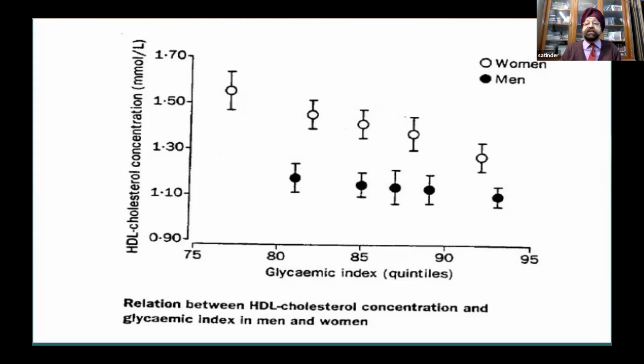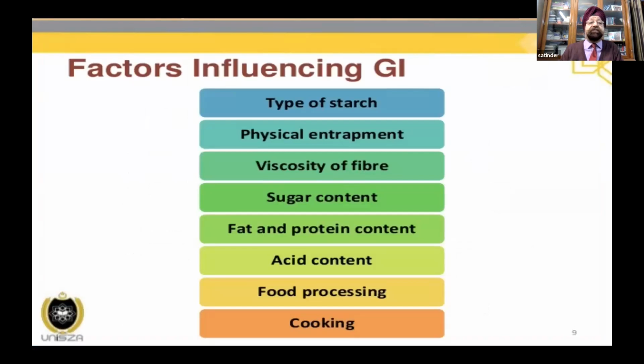And you don't have to just tell them to change 50 grams of carbohydrate, this element to that element. You have to tell about the qualitative aspect also, that change to these elements, more fruits, more vegetables, whole grains, and that is it. Now, what are the factors which influence GI?